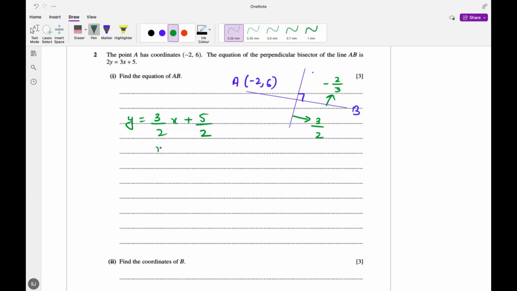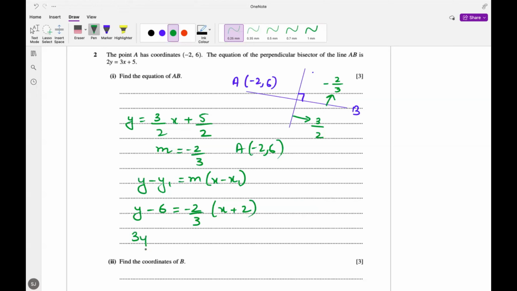So now we have the gradient of the line AB, which is minus 2 upon 3, and we have a point on the line, which is A, minus 2 and 6. Applying the formula for the equation of a line, y minus y1 is equal to m into x minus x1, the equation will be y minus 6 is equal to minus 2 upon 3 into x minus minus 2. So that will become x plus 2.